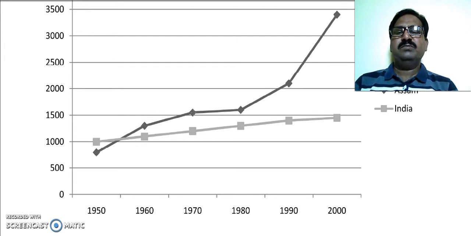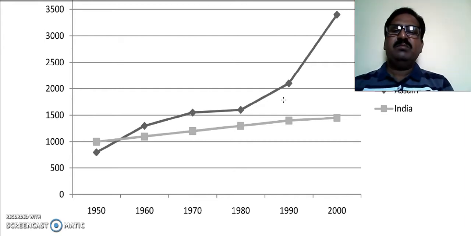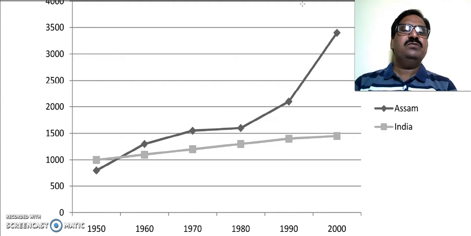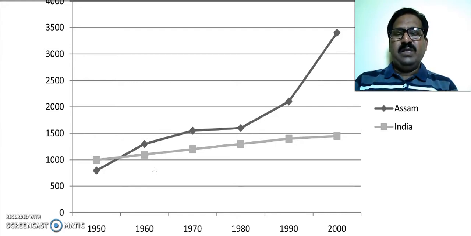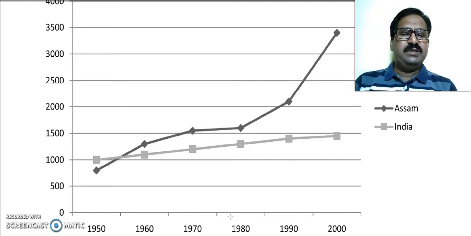then it is 1500, then it is above, then 2000, then 3500 here. So these are the various dots, and the distance between the two dots is a decade. It shows a 10 year gap, and these are the years here: 1950, then 60, then 70, 80, 90 and 2000. These are years, and this is the economic growth.